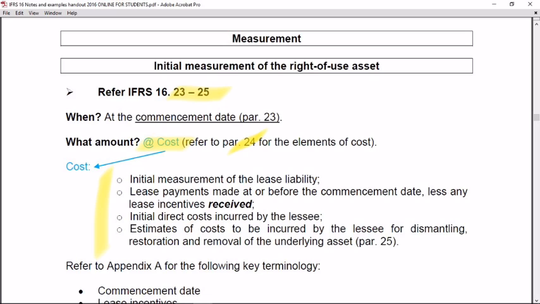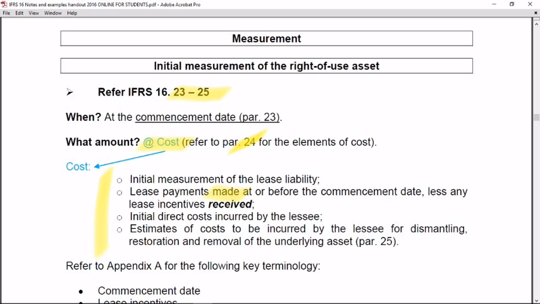Now, the standard gives detailed guidance of what is included in this cost. The first point is the initial measurement of the lease liability. So when you have to measure the right of use asset, the first thing you'll have to do is to also measure the lease liability. This will be referred to in detail at a later stage. Also included in the cost is the lease payments made at or before the commencement date. Please note, this refers to lease payments that have already been made at commencement date.